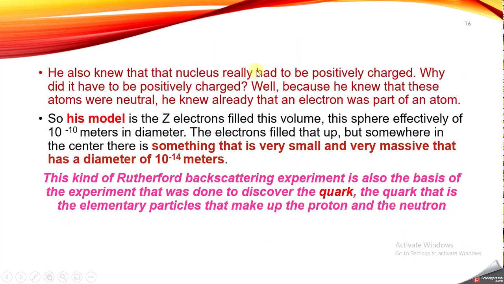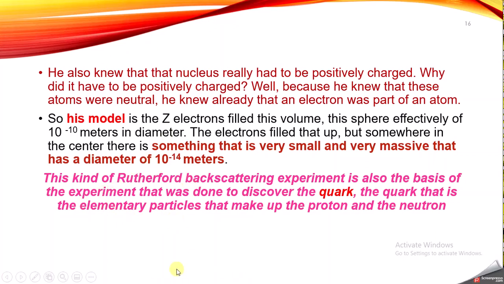Now he also knew that the nucleus had to be positively charged. Why does it have to be positively charged? Because he knew that the gold atoms are neutral, and we already knew that electrons are part of the atom, as we know from the J.J. Thomson experiment. So he was sure that this other particle present in the atom must be positively charged because the atom is on the whole neutral. So his model of the atom is that there are Z number of electrons present in the atom, with a central positively charged thing in the center that has a diameter of 10 to the power minus 14 meters.